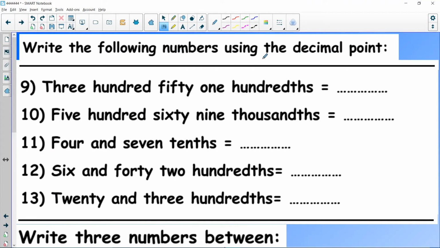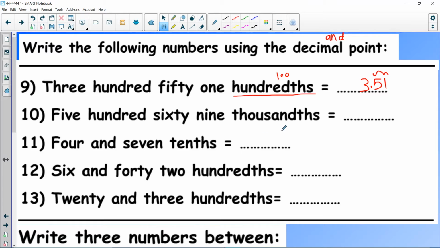Write the following numbers using the decimal point. This decimal point we can replace by "and". 351 hundredths. 300, 51. Underline hundredths, so I will move from right to left 2 times. 1, 2. The decimal point will be here.